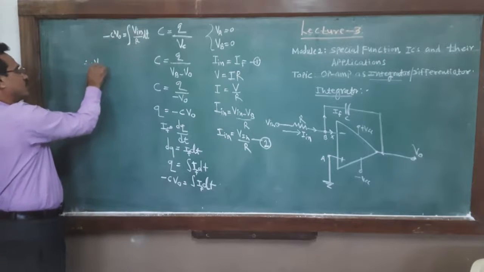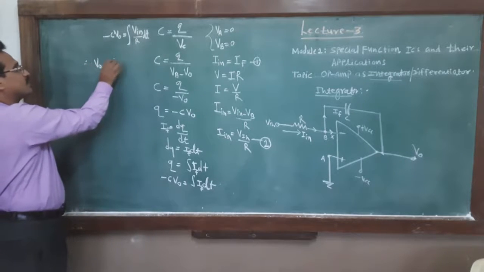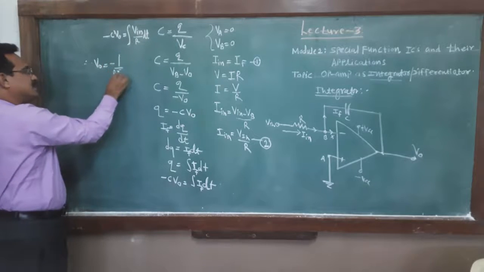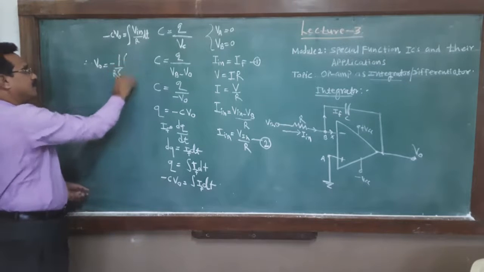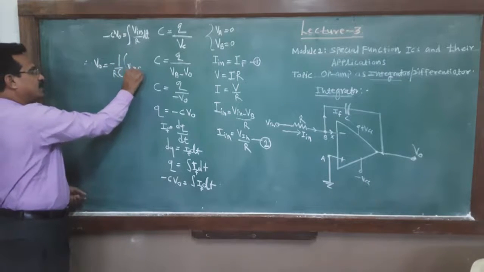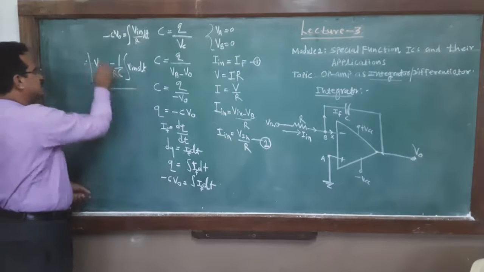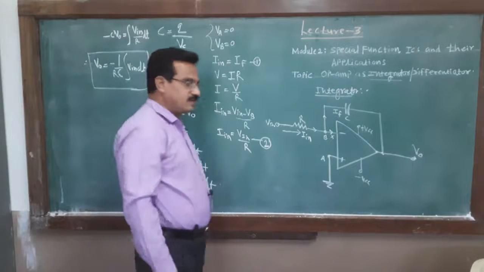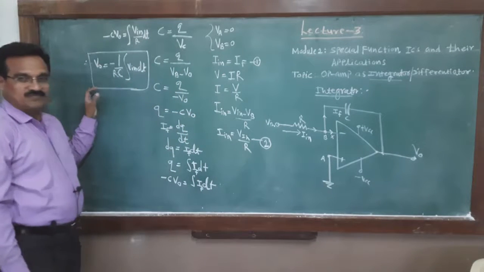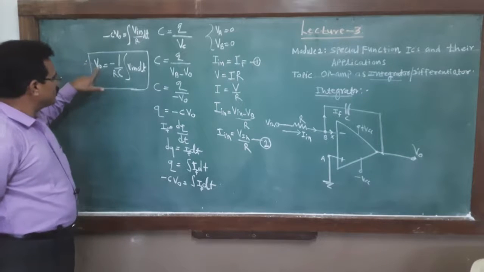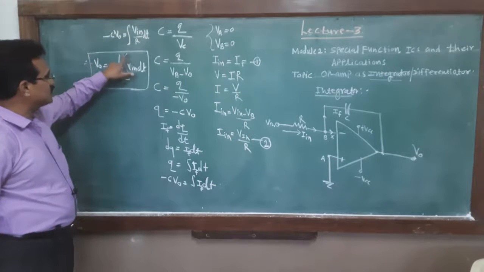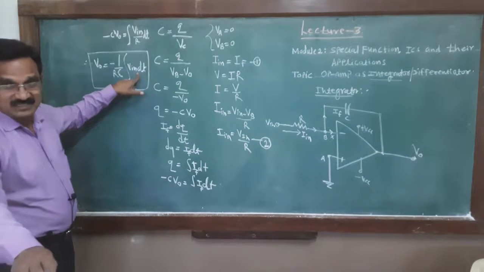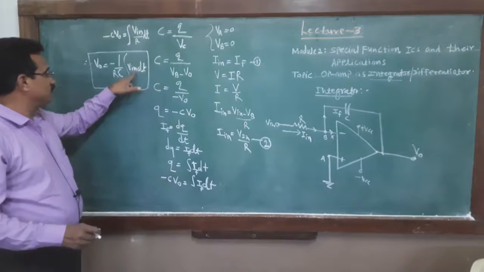Therefore V0 is equal to minus 1 upon RC times the integration of V in into dt. This is the expression for the output voltage. What does it indicate? The output is directly proportional to the integration of the input voltage.